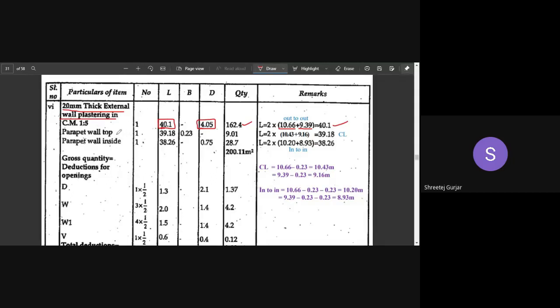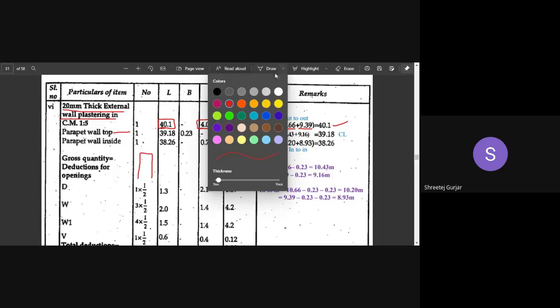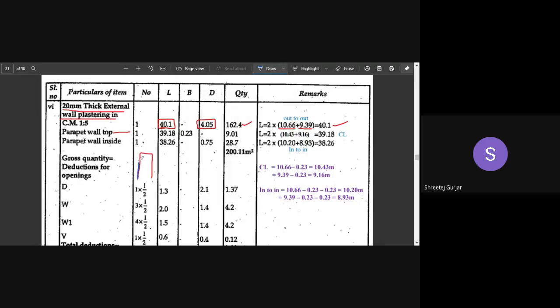Then for the parapet wall top, consider this as a parapet wall. We have considered this face while calculating here. Now we need to consider this top face, and then calculate the surface area of this inside face.